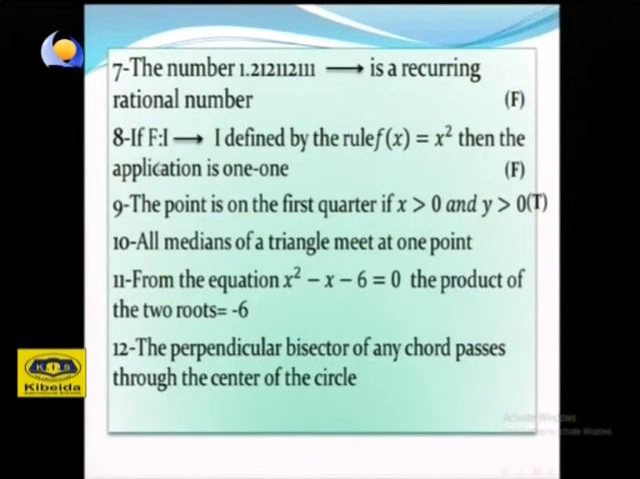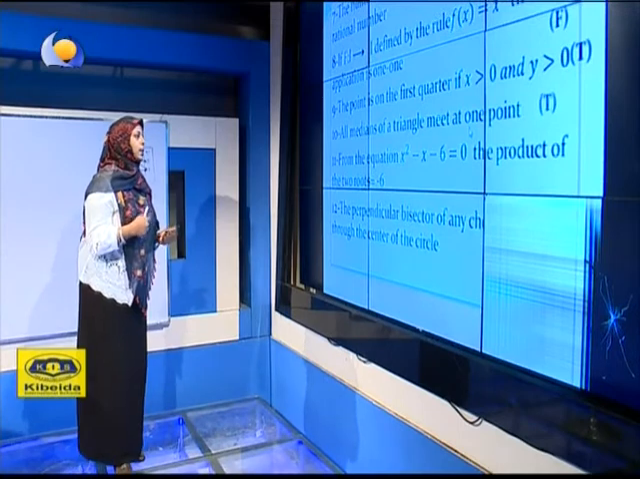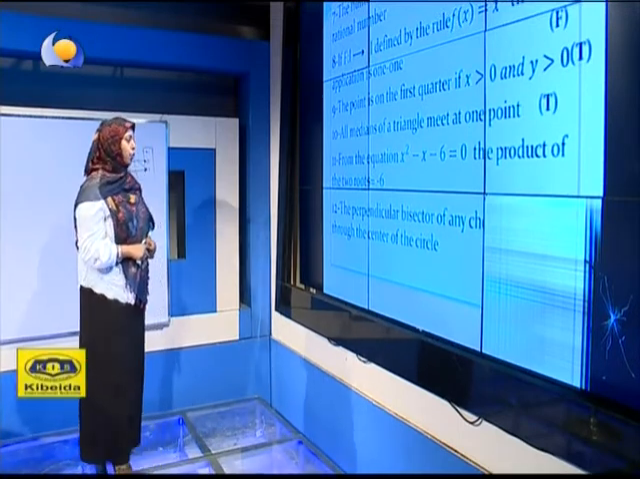Number 10, all medians of a triangle meet at one point. This is the fourth theorem of the medians, of the transversals and medians, and this is completely true. We all know that. All medians of a triangle meet at one point, and we call this point the centroid.